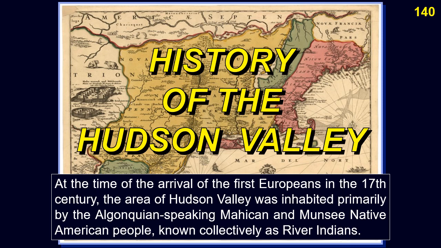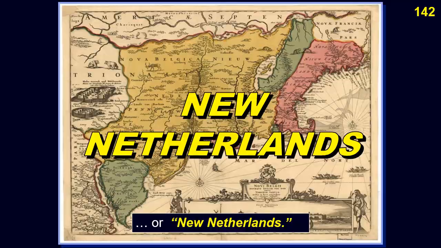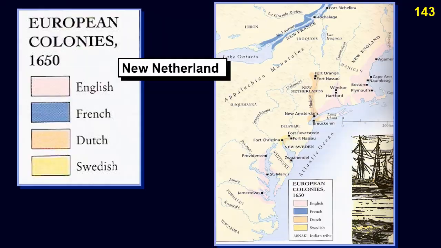The Hudson Valley area was explored and settled primarily by the Dutch, who claimed the area they called New Nederland, or New Netherlands. These are the European colonies in North America in 1650.